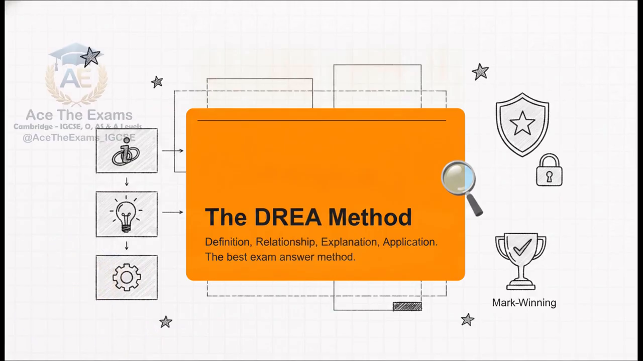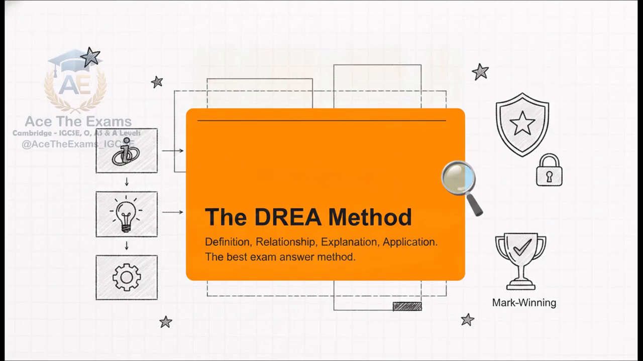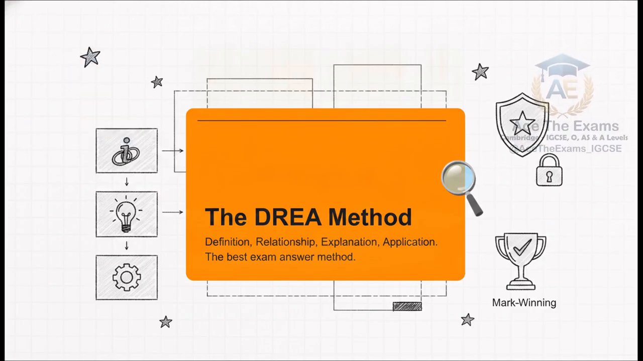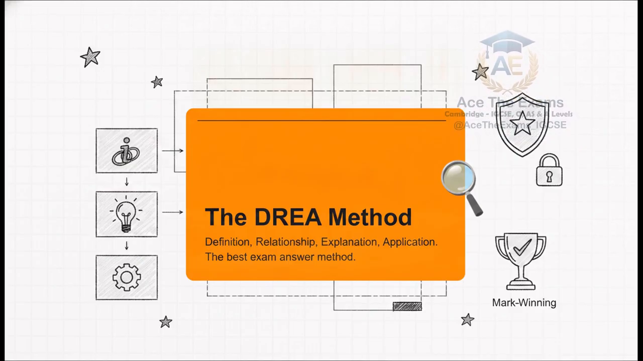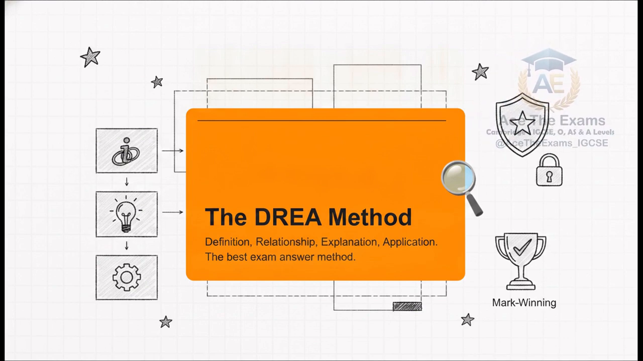Definition. Define the core terms. Braking force is the resultant force causing deceleration. Relationship. State the physical relationship. A higher speed requires a greater deceleration to stop in the same distance. Explanation. This is the underlying physics. Kinetic energy is proportional to velocity squared, so doubling the speed quadruples the kinetic energy, requiring 4 times the work done by the brakes. Application. Connect it to the real device. Therefore, the braking system must apply 4 times the friction force to the wheels.